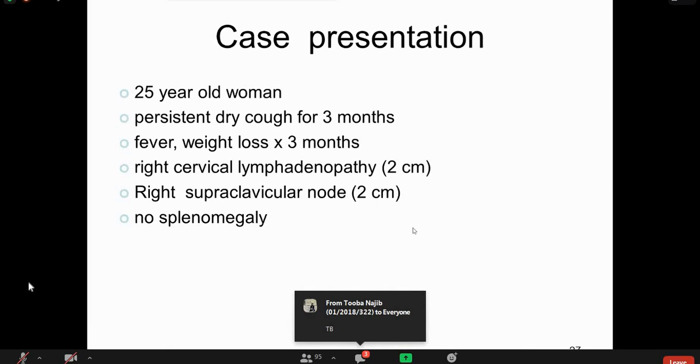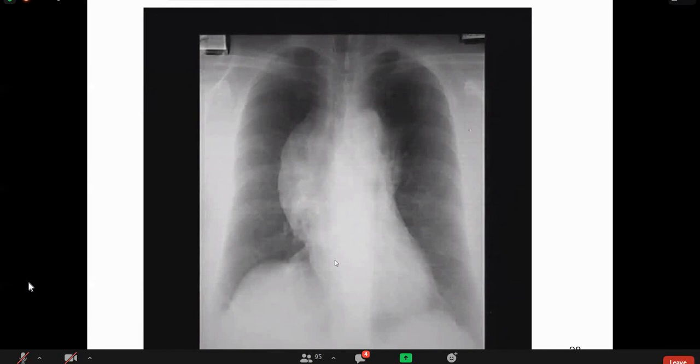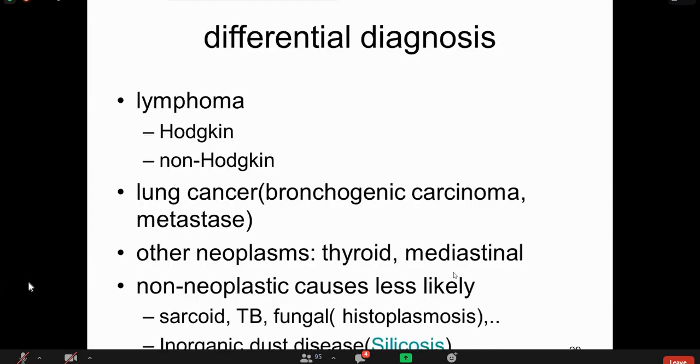I would be very happy to see some answers in the chat box. Okay, someone just mentioned tuberculosis and another student also mentioned tuberculosis. Okay, so let me have a look towards the X-ray. I just mentioned that you're going to see the chest X-ray for a particular type of lymph nodes. What type? Can someone please recall? Can someone please mention in the chat box?